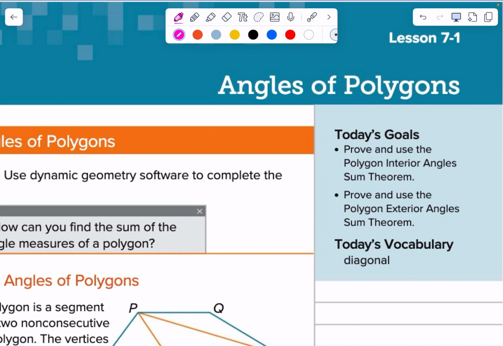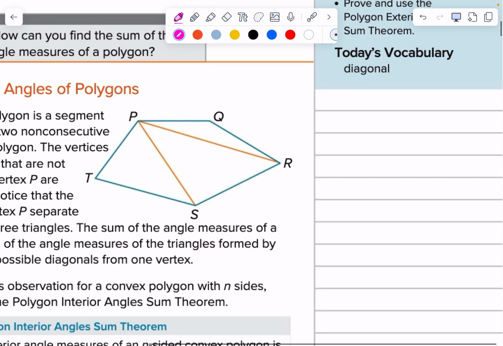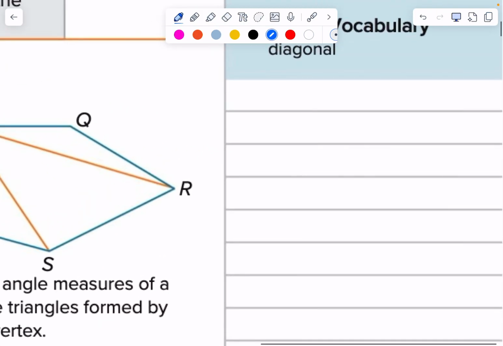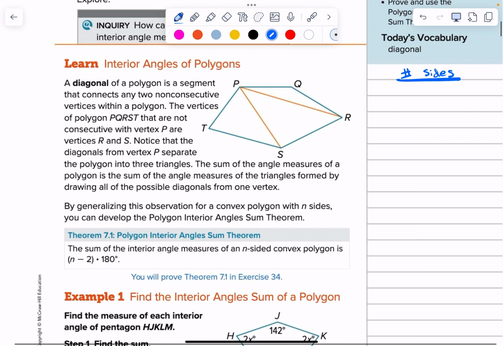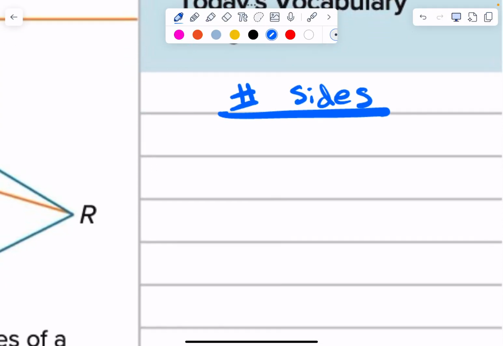All right, 7-1. First thing I want you to write down off to the side. This is important. Write it down. The number of sides for a polygon. They have special names. Here they are. Put this off to the side on the right side.